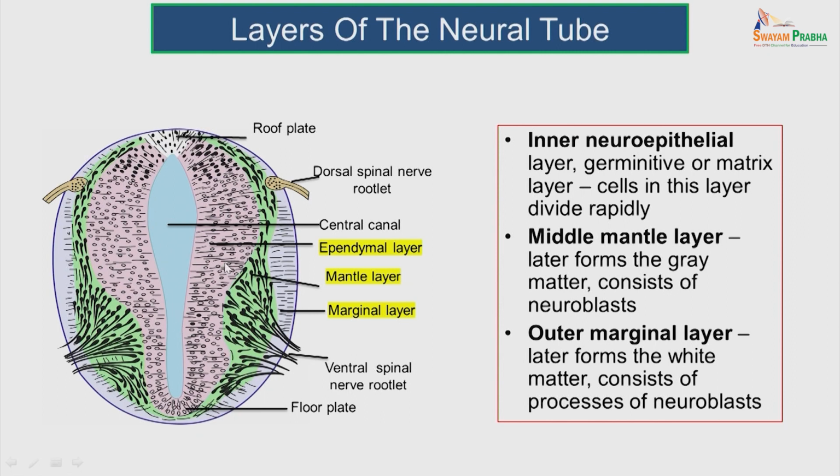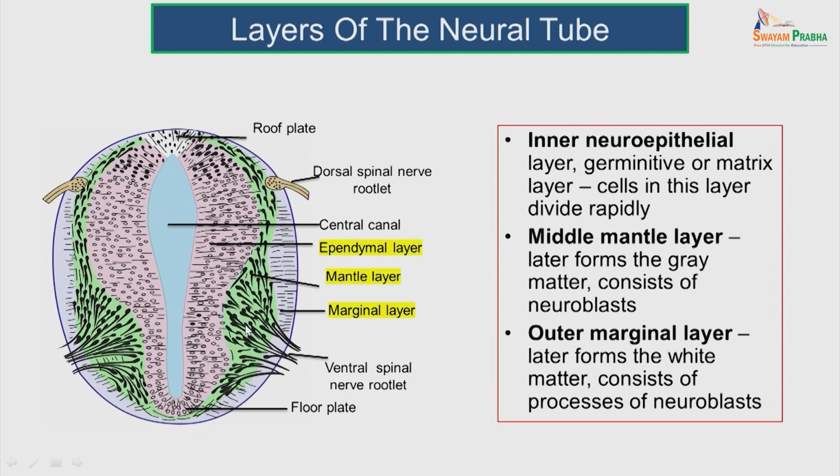Next to that, the innermost layer is the ependymal layer. It is the neuroepithelial layer. It is a germinative layer. So, cells in this layer divide rapidly and form the cells of the mantle layer.